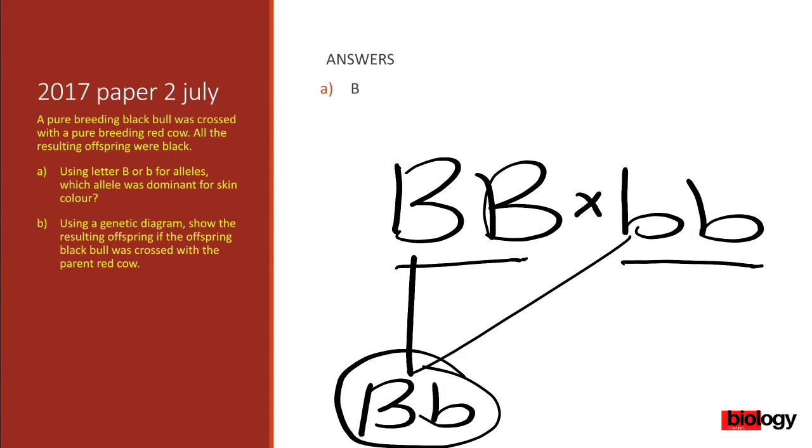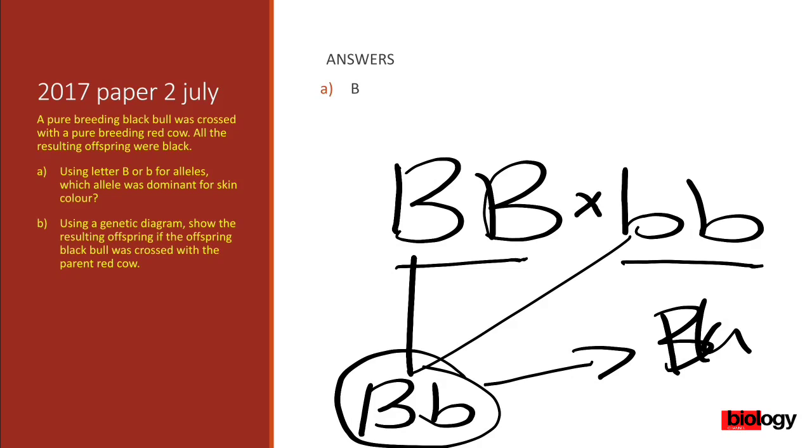That is why the question is saying all the resulting offsprings were black, because this genotype here is simply for black. You can see that capital letter B is for black and it is dominant over small letter b, which is for red. So the phenotype of this offspring is black. So this is the genotype that we are going to use when answering question B. This is the genotype for the offspring black bull, capital letter B and small letter b. So we have now discovered the genotype for the offspring black bull.